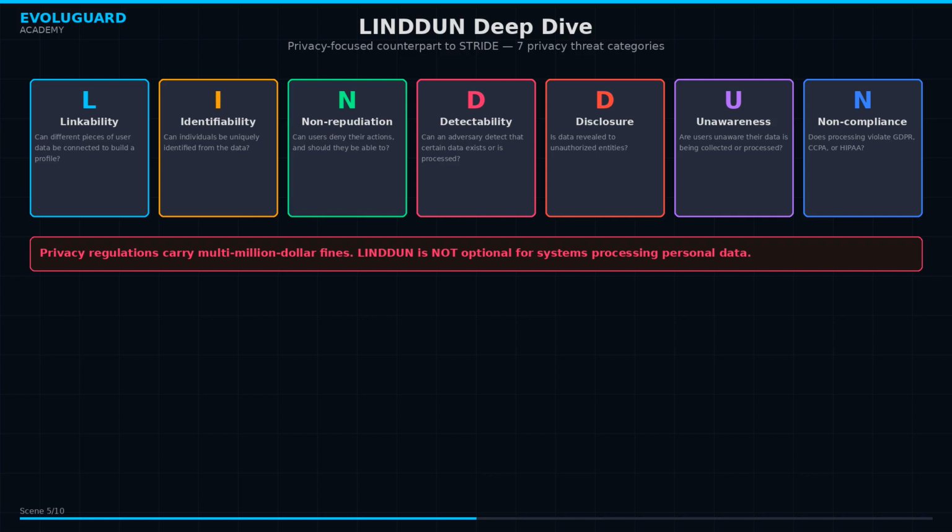D. Disclosure of information. Is data revealed to unauthorized entities? U. Unawareness. Are users unaware that their data is being collected or processed? And N. Non-compliance. Does the data processing violate regulations like GDPR, CCPA, or HIPAA? In an era where privacy regulations carry multi-million-dollar fines, LINDDUN is not optional for any system that processes personal data. Use STRIDE for technical security. Use LINDDUN for privacy compliance.